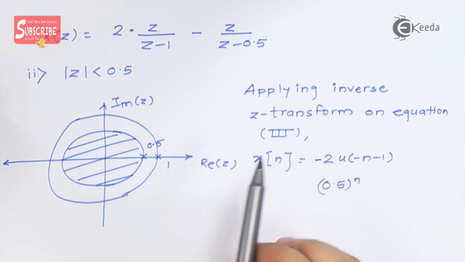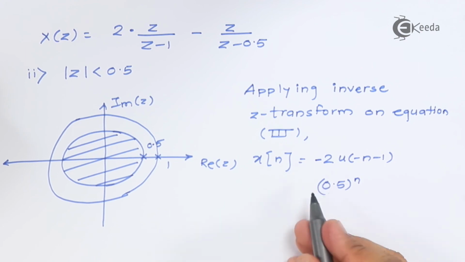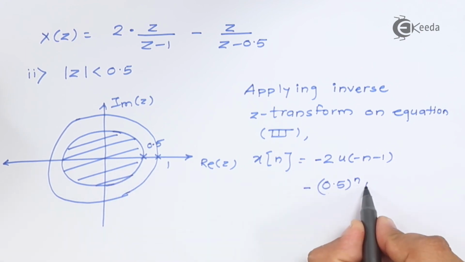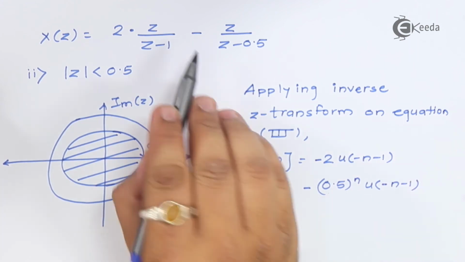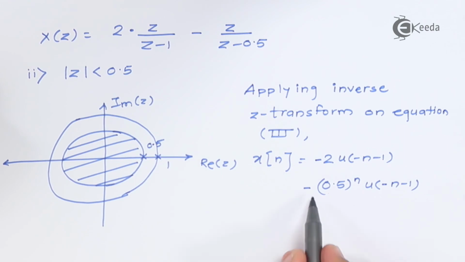So what else is remaining? z upon z minus 1. But the ROC is non-causal, so we'll write a minus u of minus n minus 1. But we already have a minus sign, so this minus sign is replaced by a plus. So this is all about the ROCs.